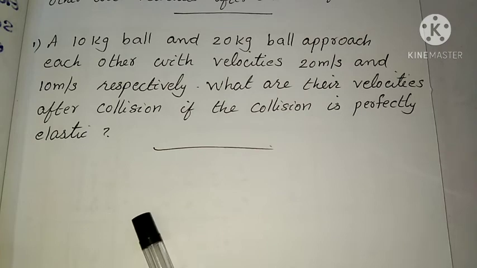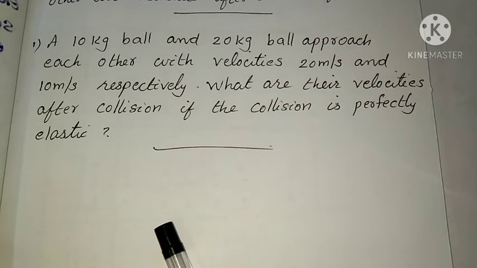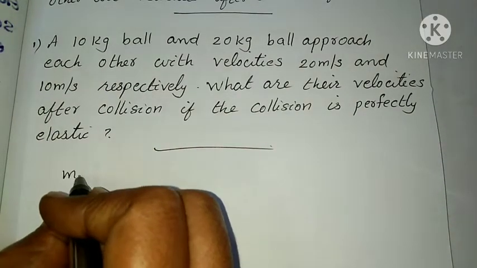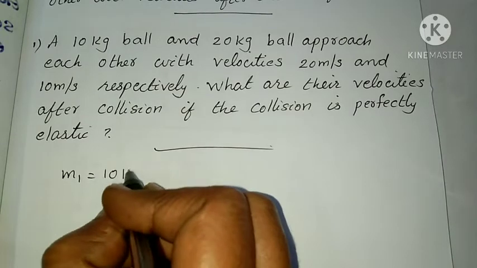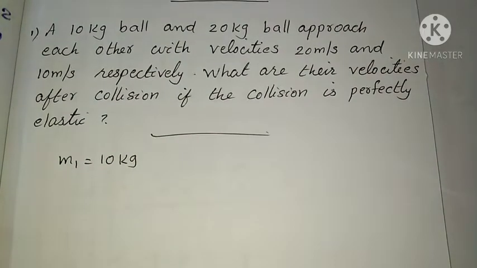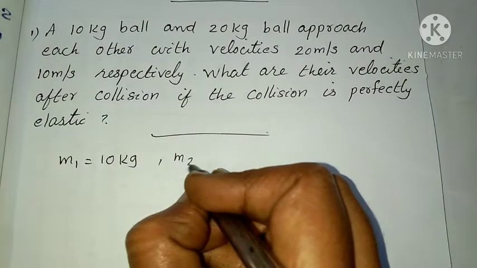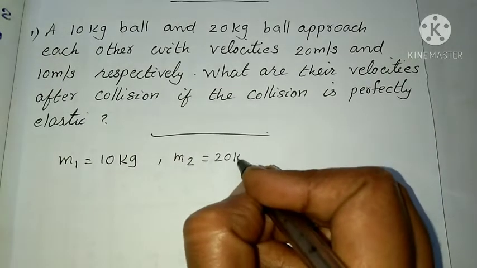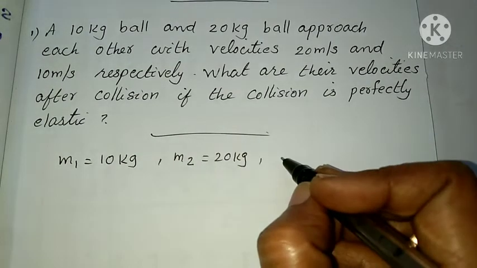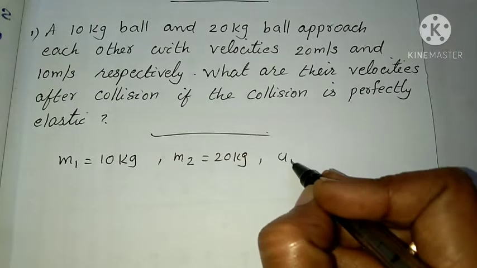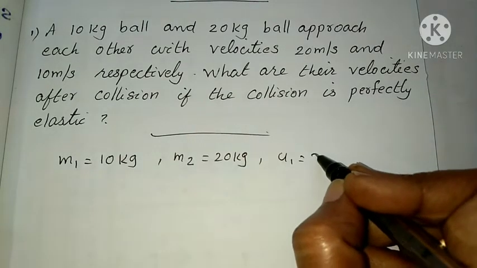So, you know the relation for finding the velocities in the perfectly elastic collision that we derived in the theory part. From the question we can write the mass of the two balls, that is mass m1 equal to 10 kilogram and mass m2 equal to 20 kilogram. Then the initial velocity of the first ball, that is u1 equal to 20 meter per second.